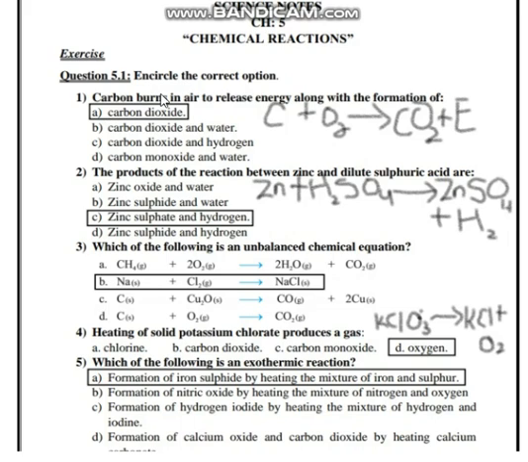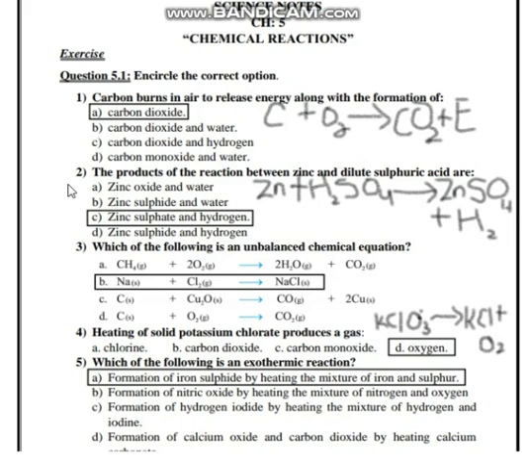First MCQ: carbon burns in the air to release energy along with the formation of carbon dioxide and water, carbon dioxide and hydrogen, or carbon monoxide and water. We already discussed in our chapter that carbon burns in the presence of oxygen, and as a result it forms carbon dioxide along with energy. Some energy is released and the gas carbon dioxide is produced. So the right option is carbon dioxide.